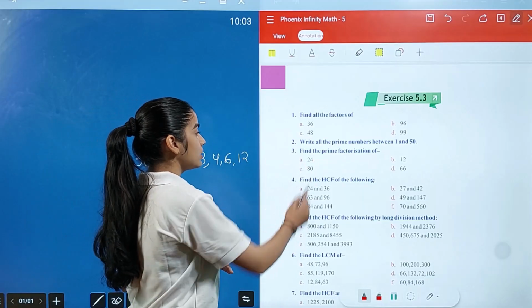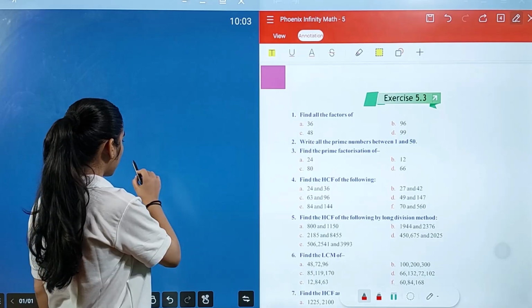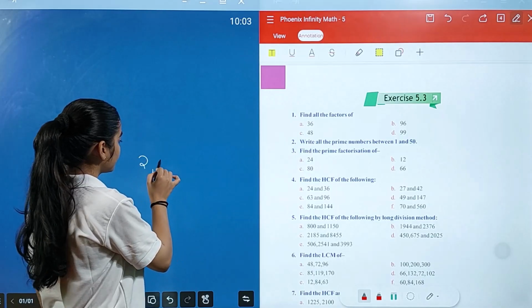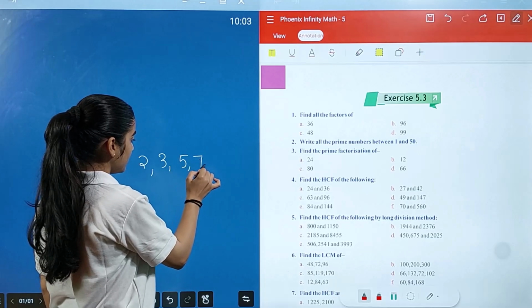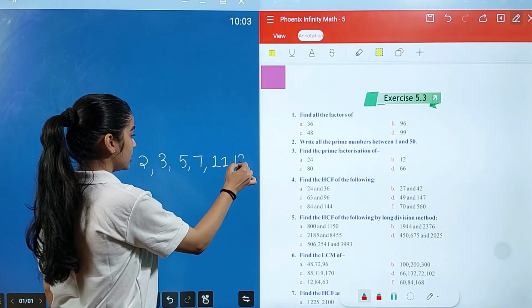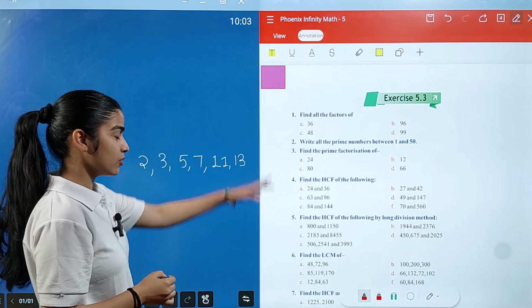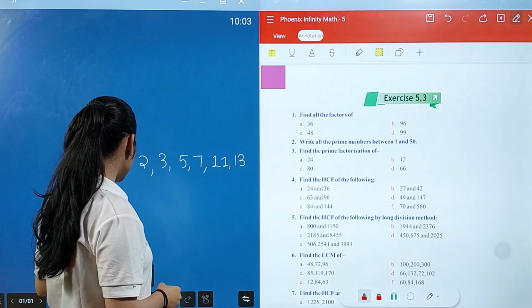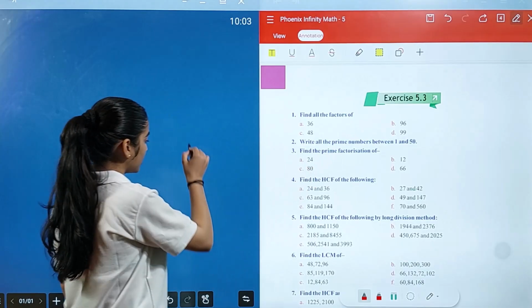Now write all the prime numbers between 1 and 50. You already know about the prime numbers: 2, 3, 5, 7, 11, 13. In the same way, continue this procedure and you will get the prime numbers between 1 and 50.